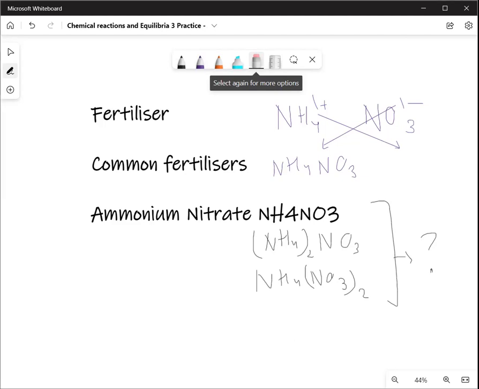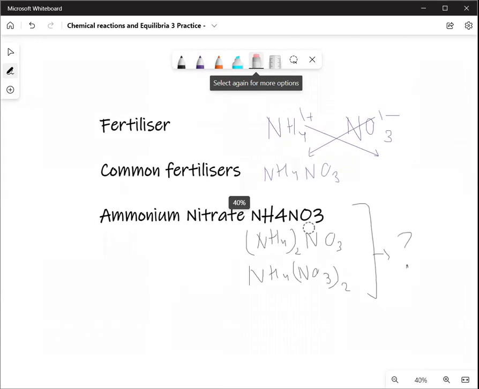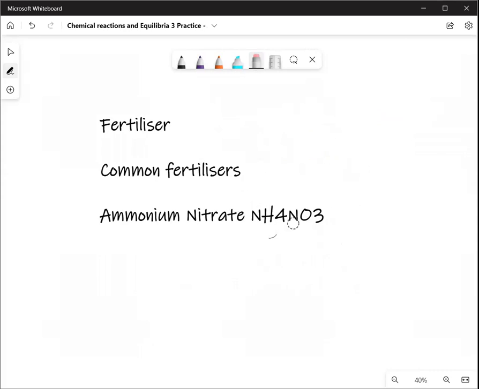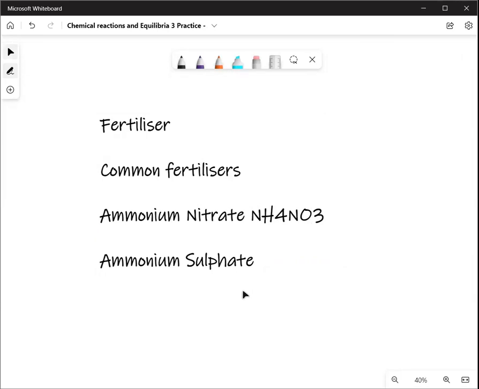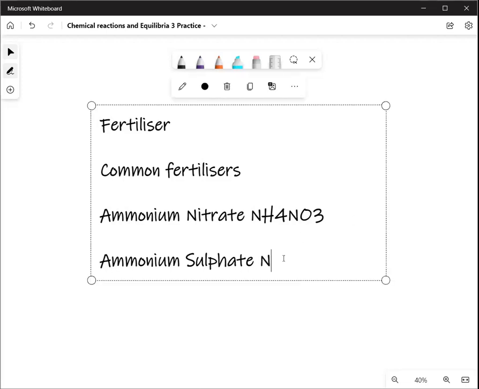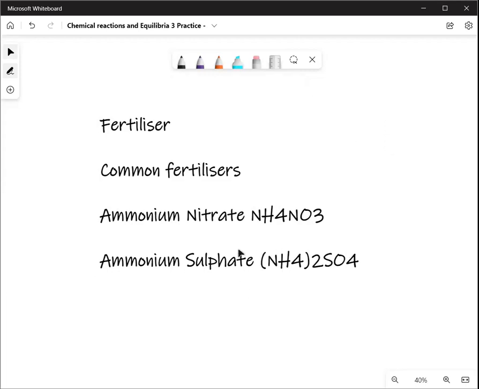Now the next one. Another common fertilizer, this is done, you know all of this. Just a recap. Another common fertilizer is called ammonium sulfate. Can you tell me the formula for this? Come on. Ammonium sulfate formula. It is NH4 bracket 2, SO4. Why? Because SO4 is 2 minus.